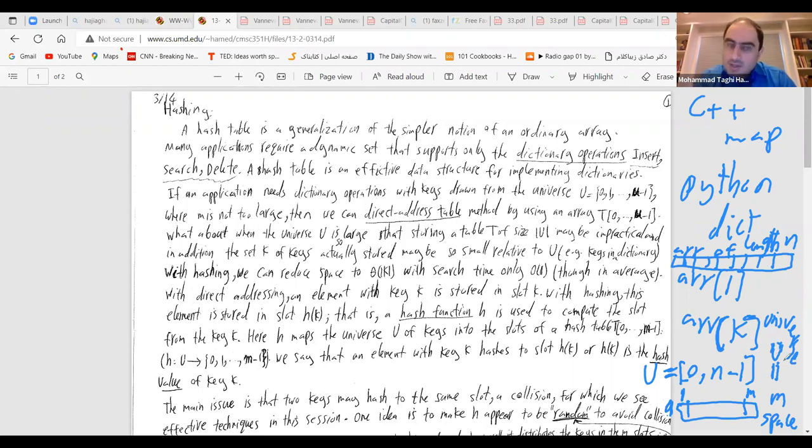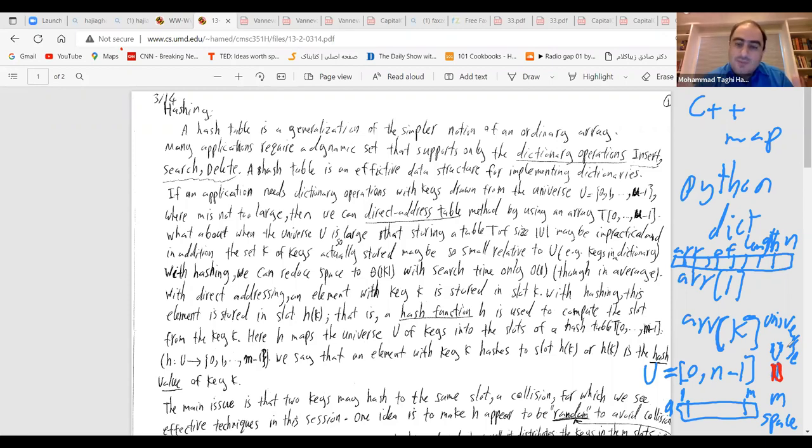Good. And as I mentioned, in this particular case, these two are equal. So you always have that, but in general, U and M can be not equal. So what's the meaning of that? It means that we want to put a very large set of numbers. You want to say an array of 10 million. But you know that the total number of elements that you are dealing with is 100.